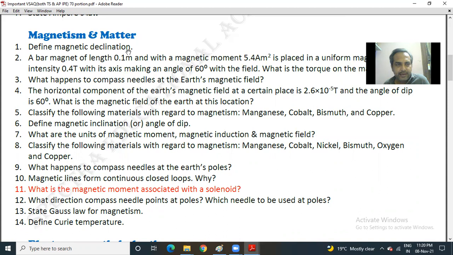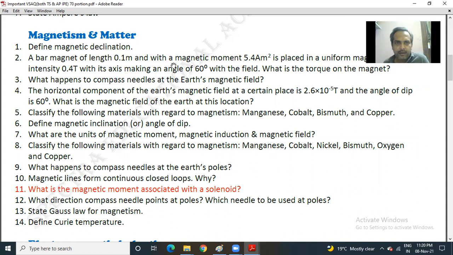Define magnetic declination. This is question number 1. 2. A bar magnet of length 0.1 meter and with a magnetic moment of 5.4 ampere meter square is placed in a uniform magnetic field of intensity 0.4 Tesla with its axis making an angle 60 degrees with the field. What is the torque on the magnet?